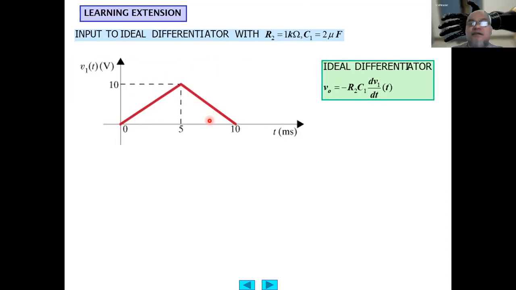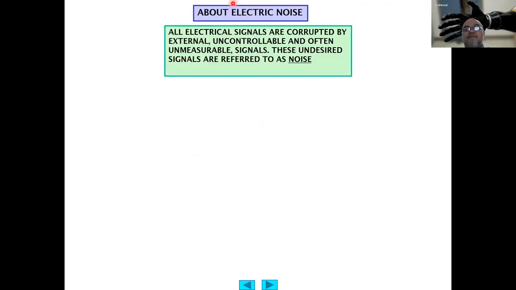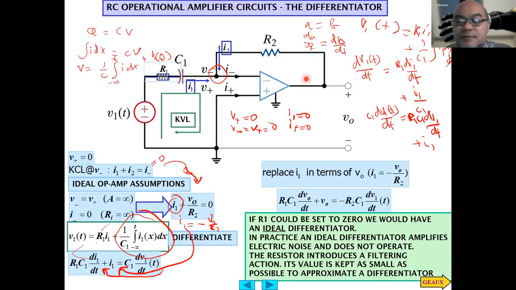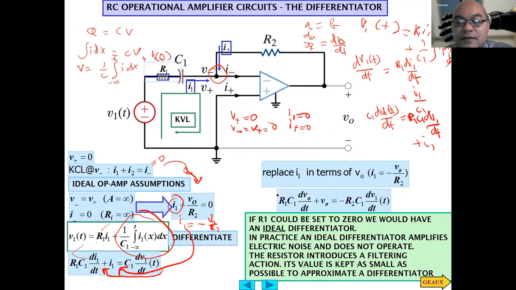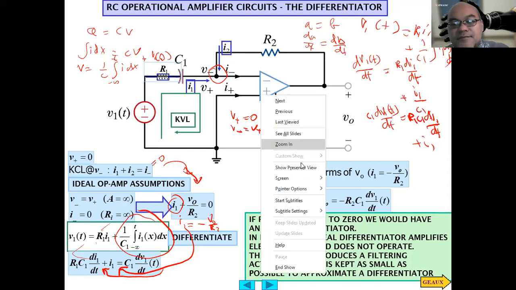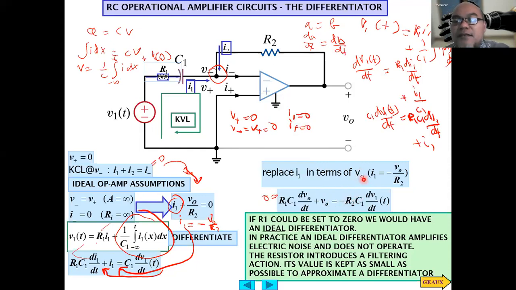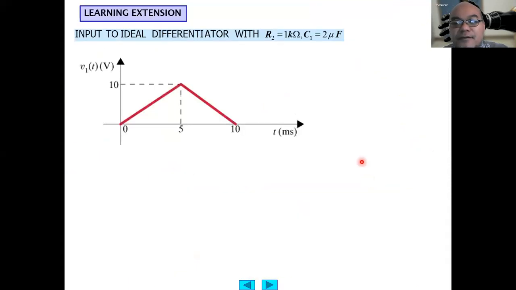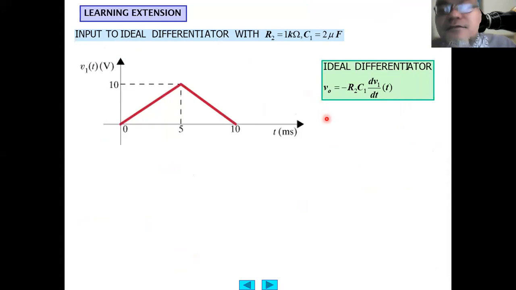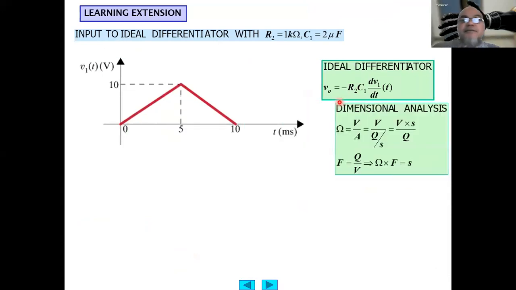So for the ideal differentiator, the output equals, let's look again at this term here. In an ideal differentiator, R1 equals 0. So then the V output will be minus R2 C1 dV1/dt. V output equals minus R2 C1 dV1/dt.